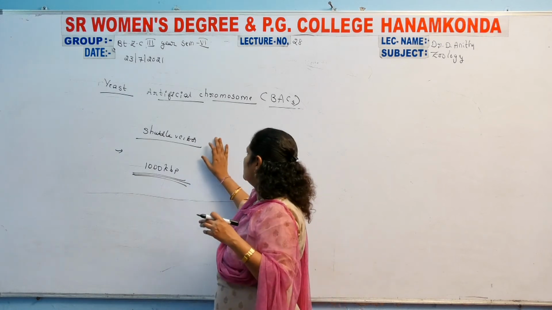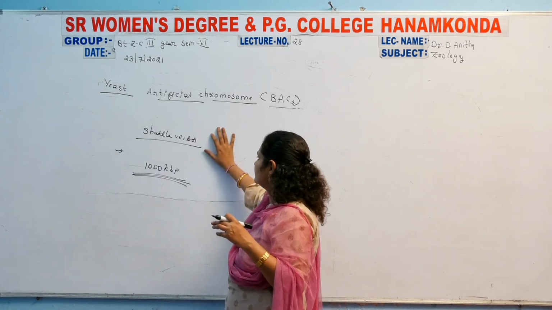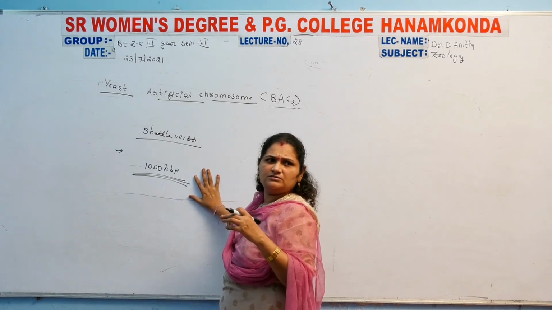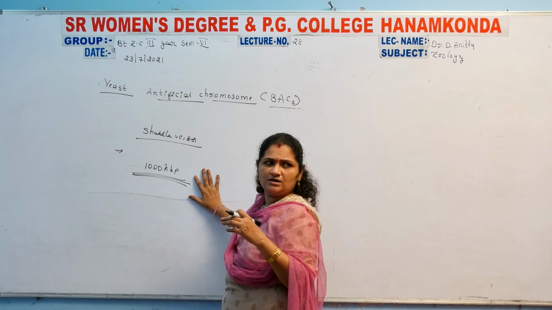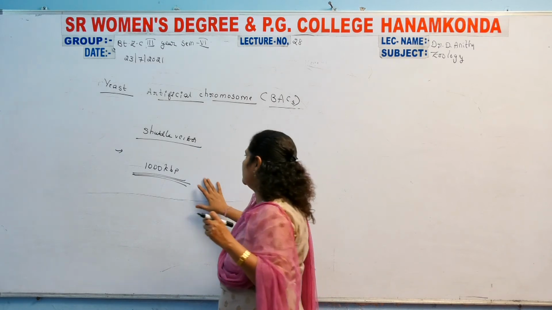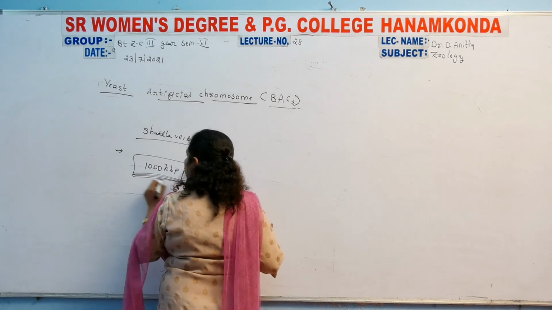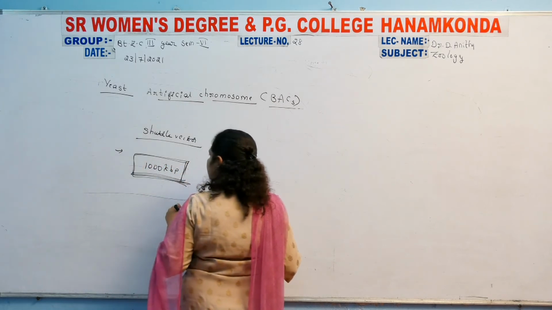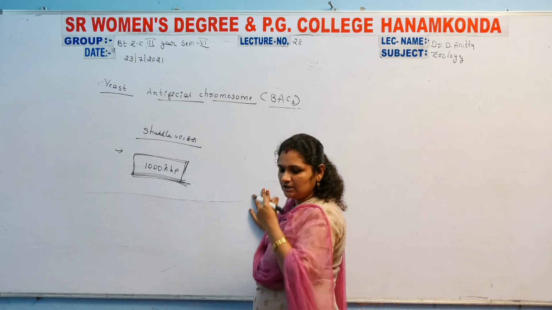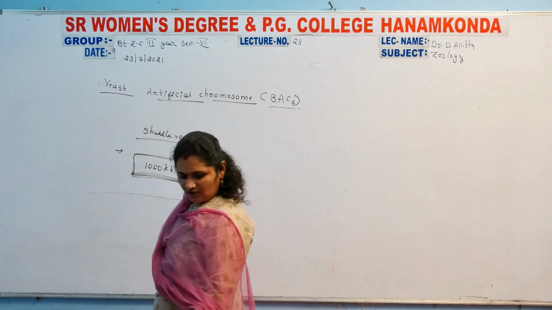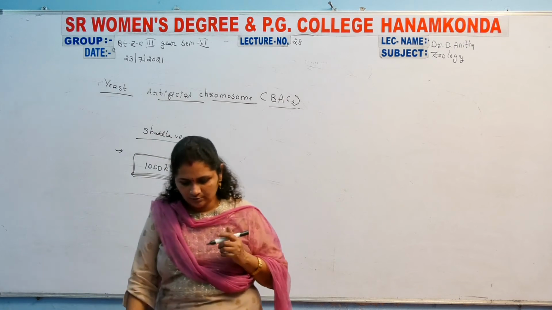It acts as a shuttle vector, and it may possess 1000 kilo base pairs. 1000 kilo base pairs can be allowed in these. That is the main importance and the difference in the yeast artificial chromosome.